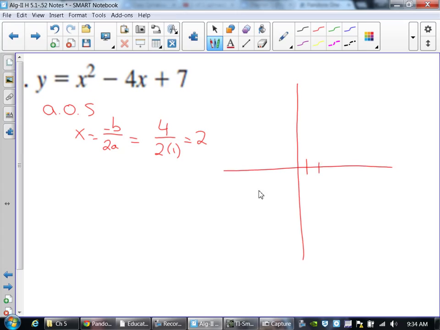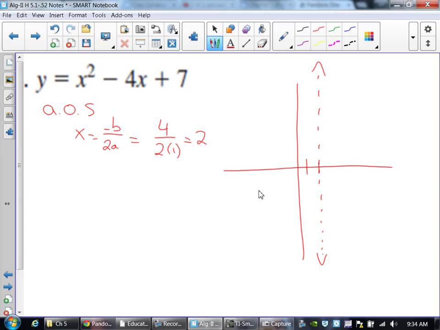x equals a number is always a vertical line through that number. These axes of symmetry, I always like to put them as a dotted line, because this line technically really isn't there. It is the imaginary line drawn that shows the symmetry of the curved parabola.